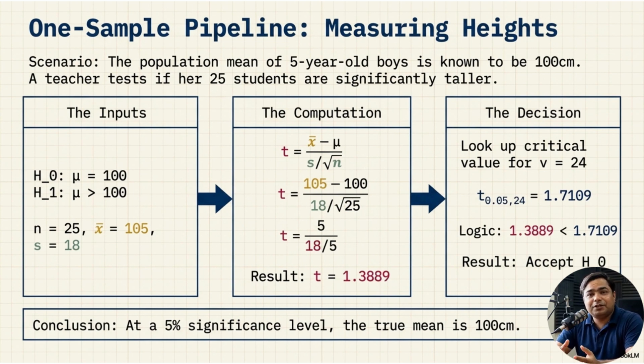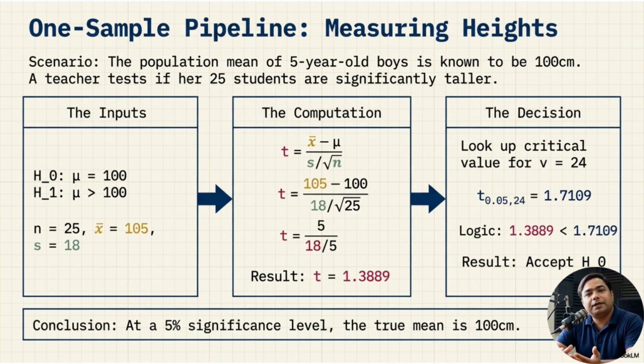The degrees of freedom are 25 minus 1, which equals 24. The critical value shown on the slide is 1.7109. Now compare. 1.3889 is less than 1.7109 because the calculated t value is smaller than the critical value. We do not reject the null hypothesis.